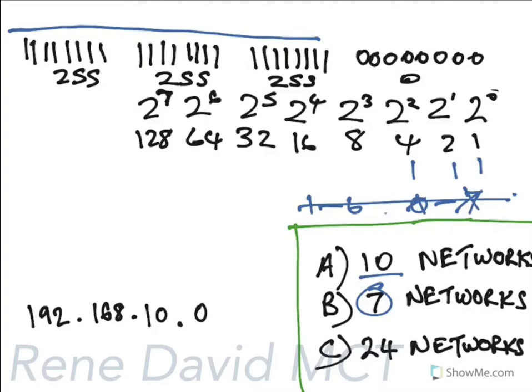As a result, we have our 7 networks accommodated by 3 bits. If you remember from the 10 networks, we needed an extra bit, but here we only need 3. Those 3 become network bits, which means they move up here, 1, 2, 3. Everything else becomes 0 or host bits.